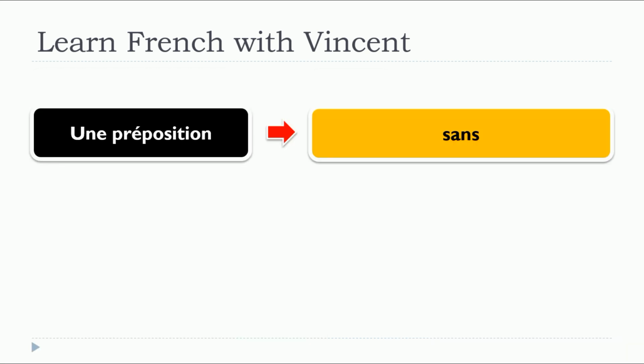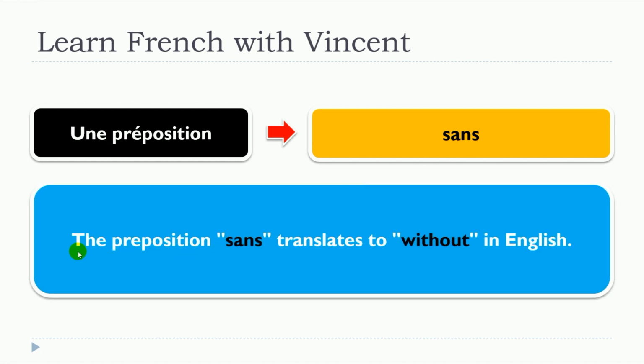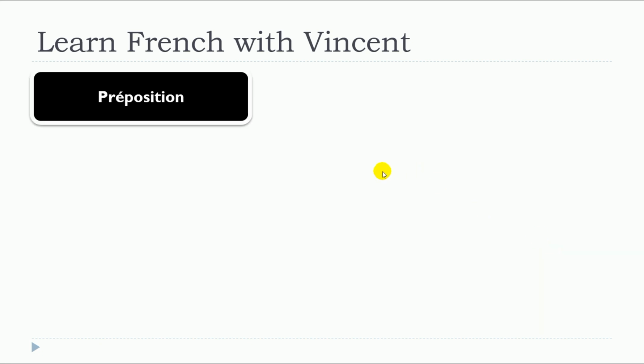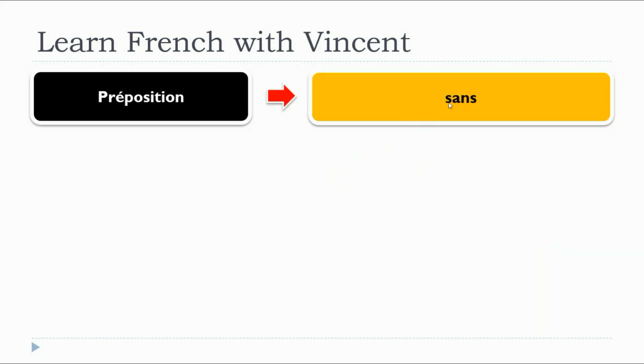And so this lesson is about sans. And the preposition sans translates to without in English. So we will see 4 examples with sans.